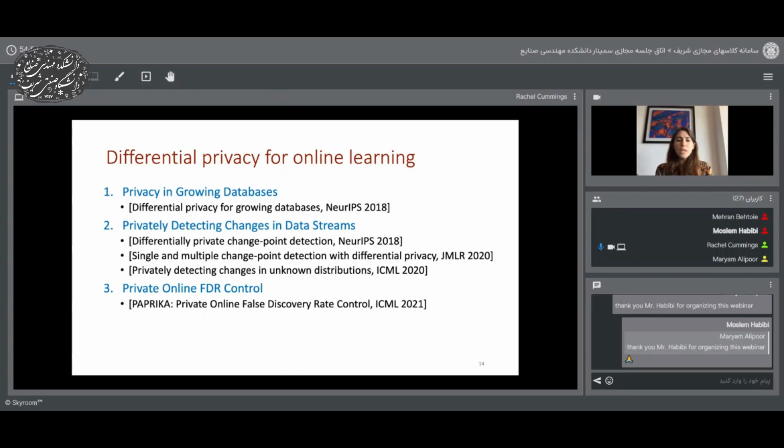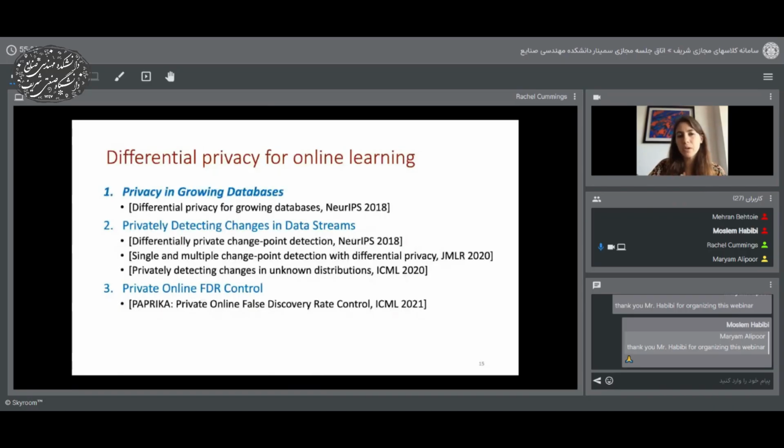And so the three problems that we'll talk about today is we're first going to ask, how can we extend standard differential privacy results into the growing case? Because we previously didn't even know how to do this. And then we're next going to ask about how can we identify if our data changes over time. And then we'll talk about doing private online hypothesis testing. And so this is more of a classical statistics problem.